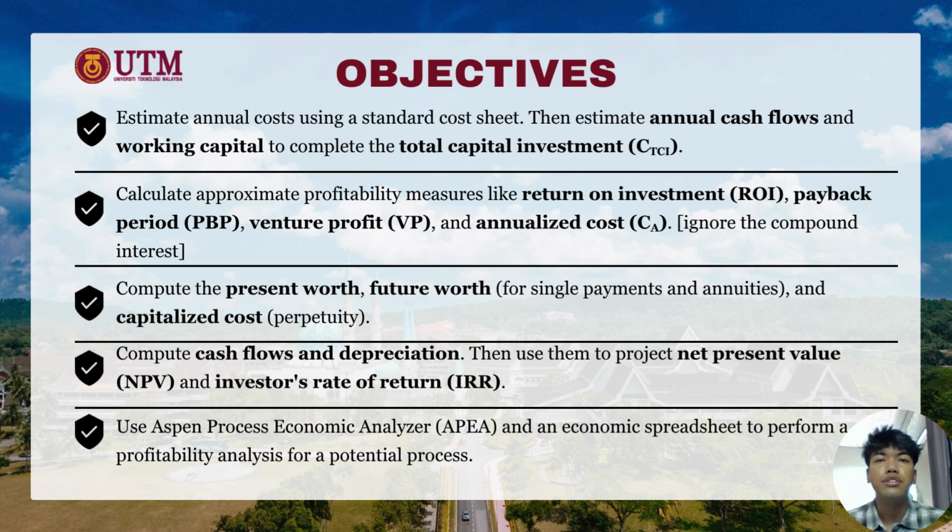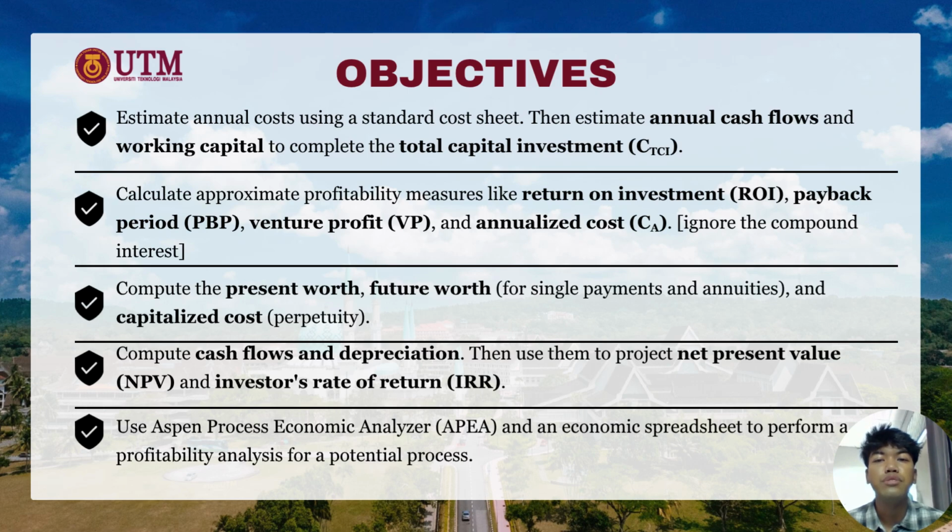So in this chapter, chapter 17, which is annual cost, earnings, and profitability analysis, the students will cover five objectives. The first objective is to estimate the annual cost using a standard cost sheet, and then students will be able to estimate the annual cash flows and working capital to complete the total capital investment, which is CTCI.